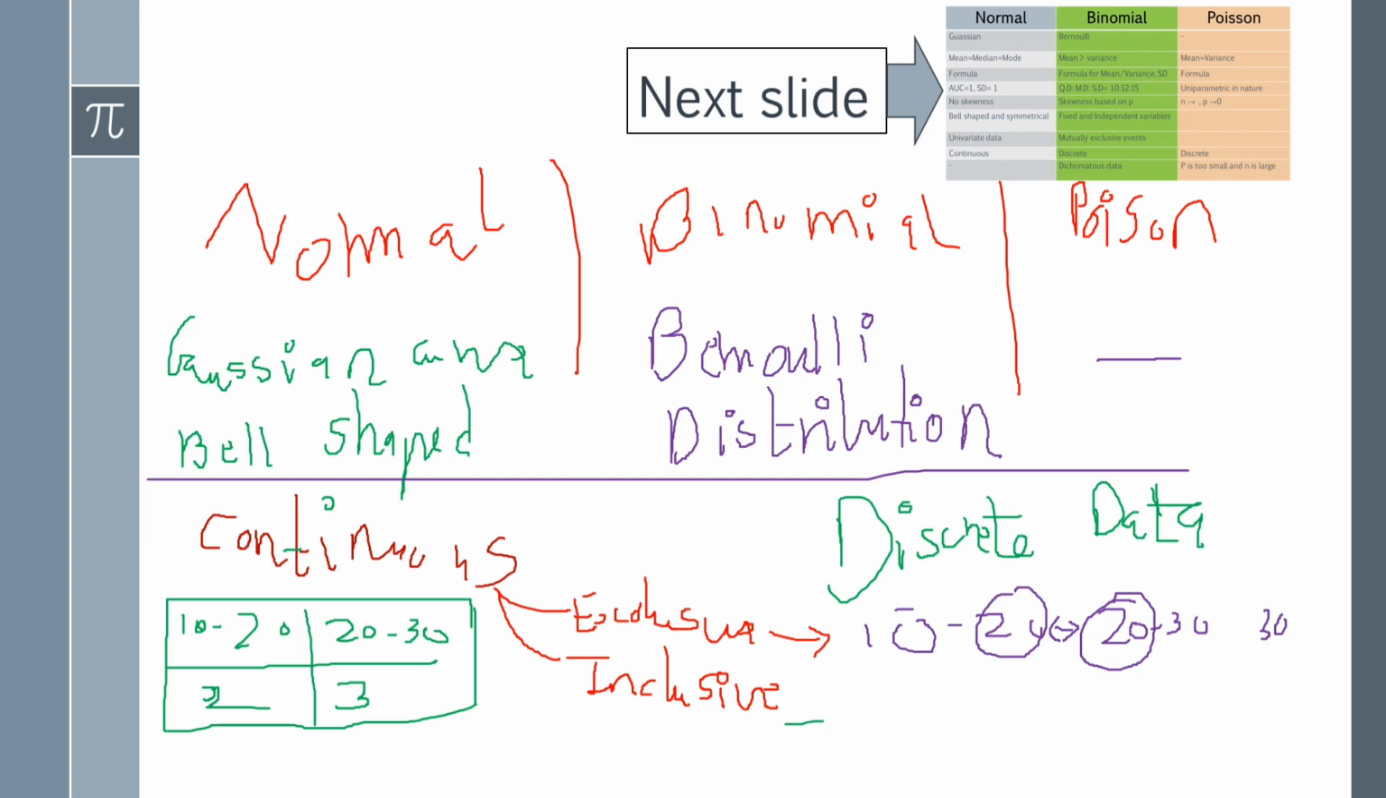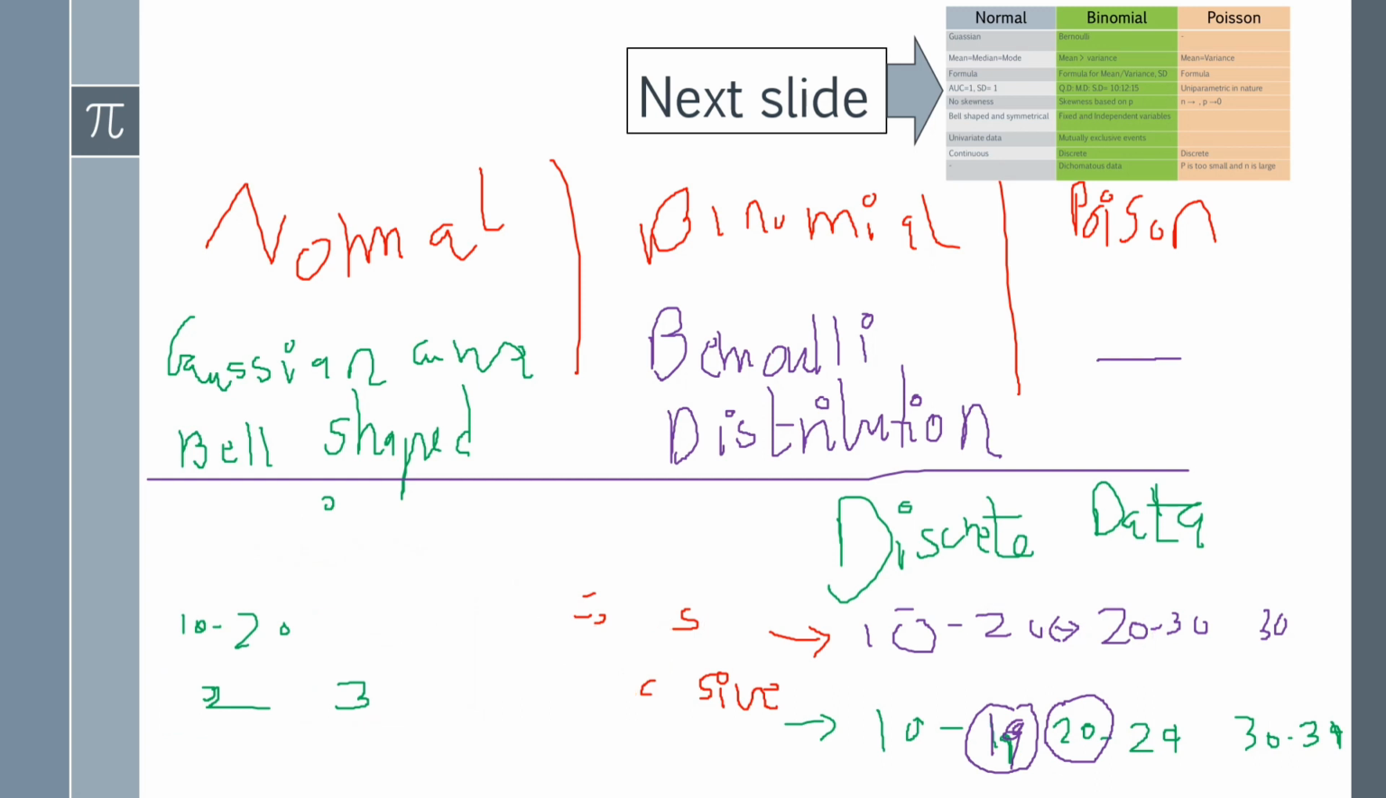But in inclusive, if it's 10 to 19, then it will be 20 to 29, 30 to 39. Here you can see the lower limit of the upper class is not the same as the upper limit of the previous class. Here it is 19, here it is 20. So these are the major types of continuous data that you need to know about the distribution.